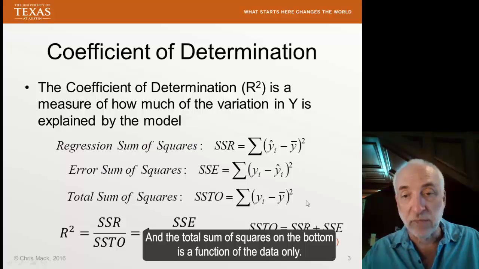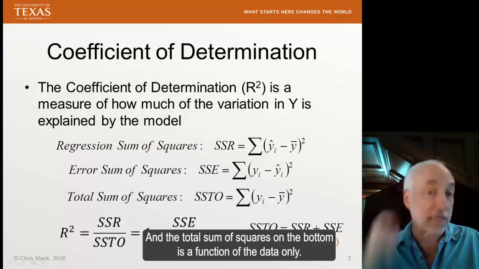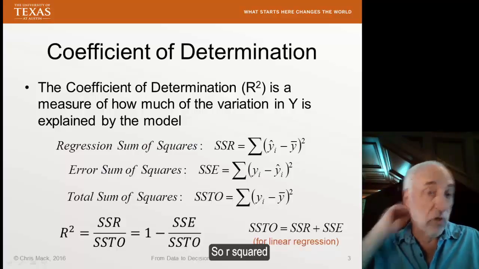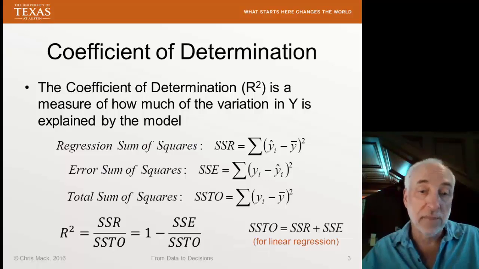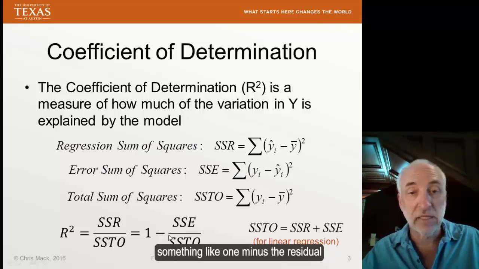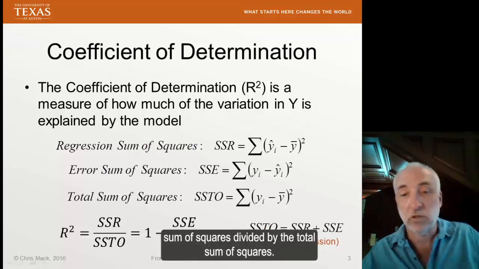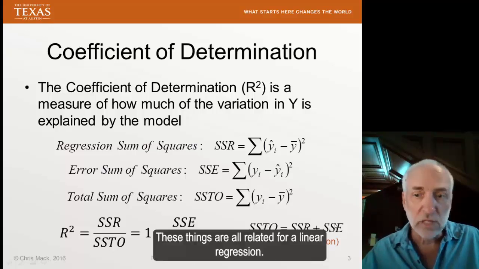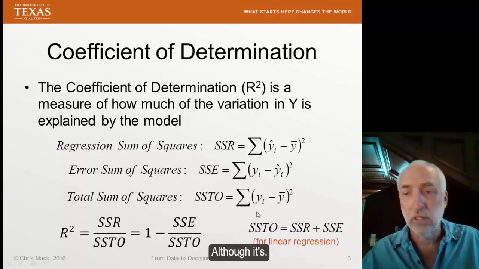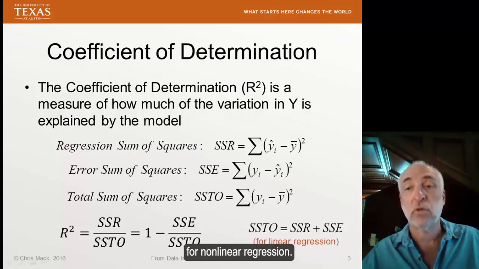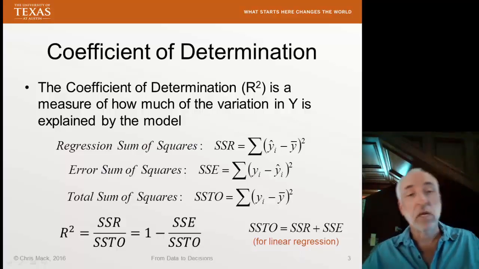And the total sum of squares on the bottom is a function of the data only. It's not a function of the model at all. So R² is something like 1 minus the residual sum of squares divided by the total sum of squares. These things are all related for a linear regression, although this equation is not true for nonlinear regression.